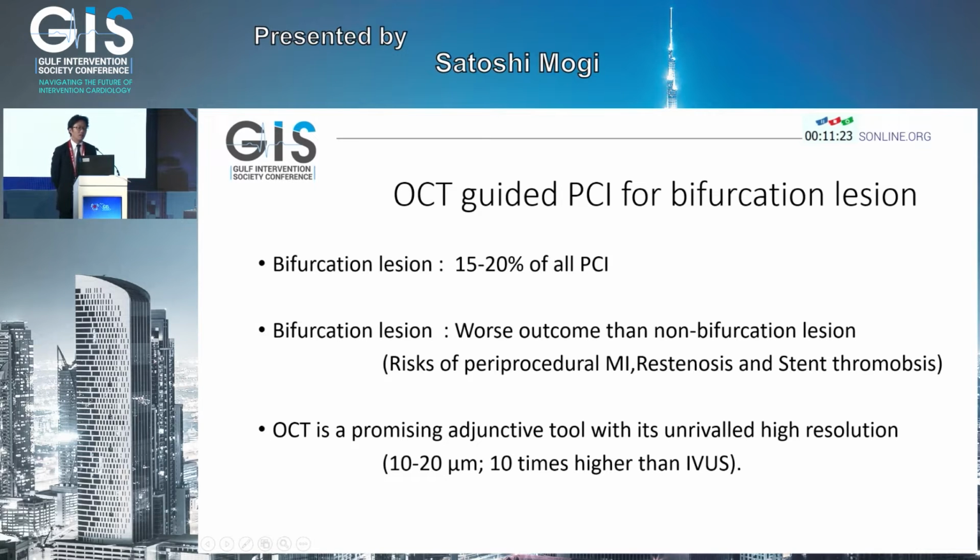As you know, the bifurcation region comprises 15% to 20% of all PCIs. And it has a worse outcome than non-bifurcation regions because there is a risk of periprocedural myocardial infarction, restenosis, and stent thrombosis. OCT is, as you know, a promising adjunctive tool with its unrivaled high resolution. The resolution is 10 to 20 micrometers, which is 10 times higher than IVUS.